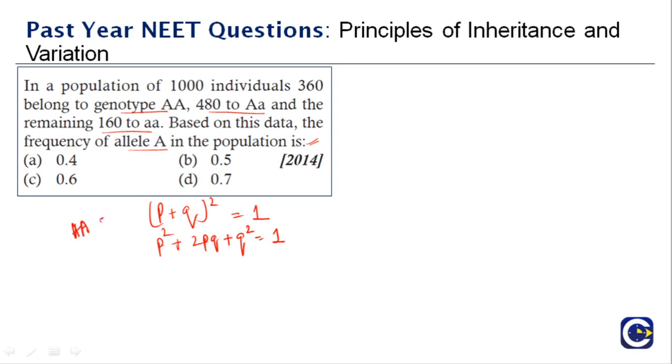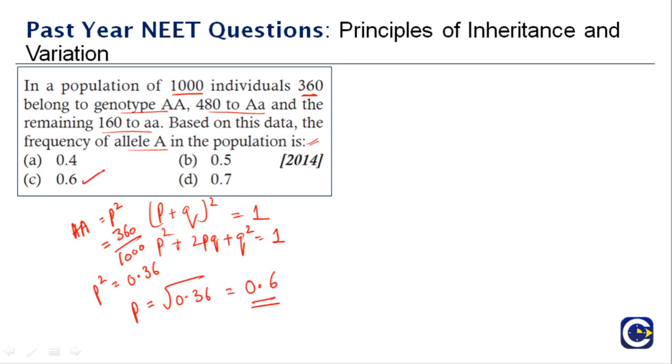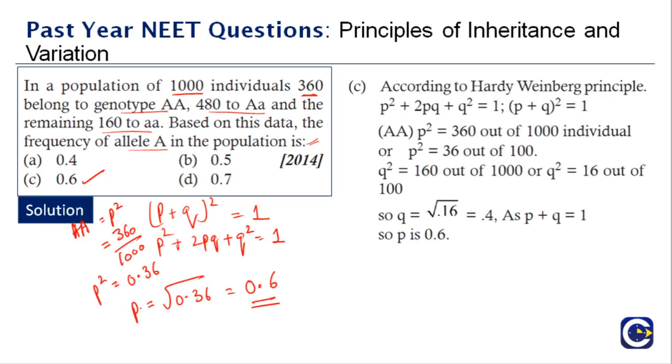So what is P square? AA is P square here, and it is 360 in 1000. So you divide 360 by 1000, which is 0.36. So 0.36 is P square, and what you have to find is P, which is the square root of 0.36, which is 0.6. So the correct answer would be 0.6. According to the Hardy-Weinberg principle, this is the equation.